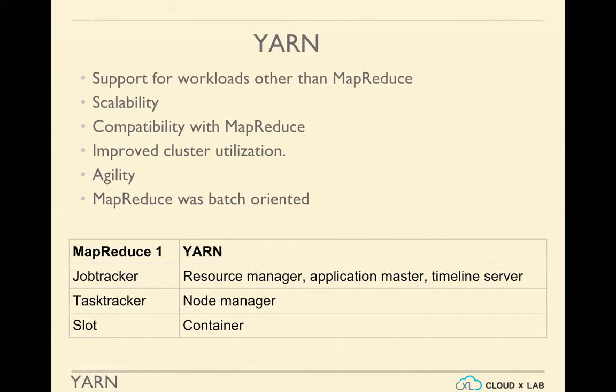Now, you may ask what became job tracker and what became task tracker? There is no one-to-one mapping. Job tracker became resource manager, application master, and timeline server, while task tracker became node manager. And the slot in which the task used to get executed became a container here.